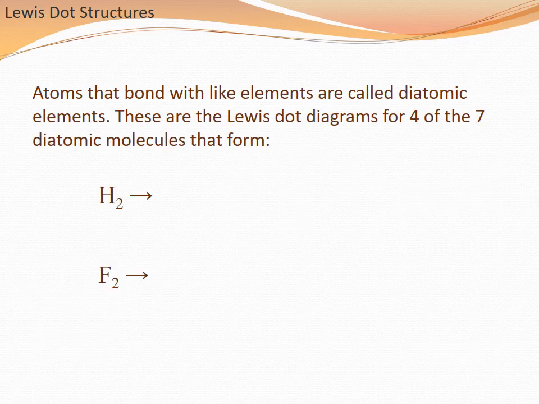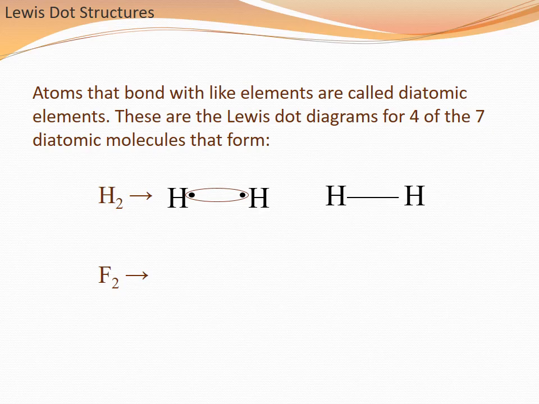Atoms that bond with like elements are called diatomic elements. These are the Lewis dot diagrams for 4 of the 7 diatomic molecules that form. For hydrogen, I draw an H and give it 1 dot. Then I draw the second H and give it 1 dot. Notice I strategically drew the 2 lone dots facing each other because remember, it is the lone electrons that will bond. So these lone electrons will come together and form a bond, which we will draw as a stick drawn between the 2 hydrogens. The stick represents a bond, and inside that bond are 2 electrons.